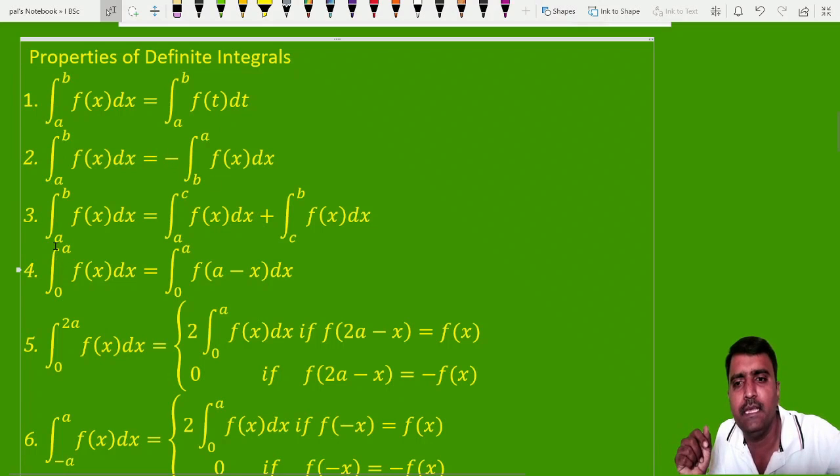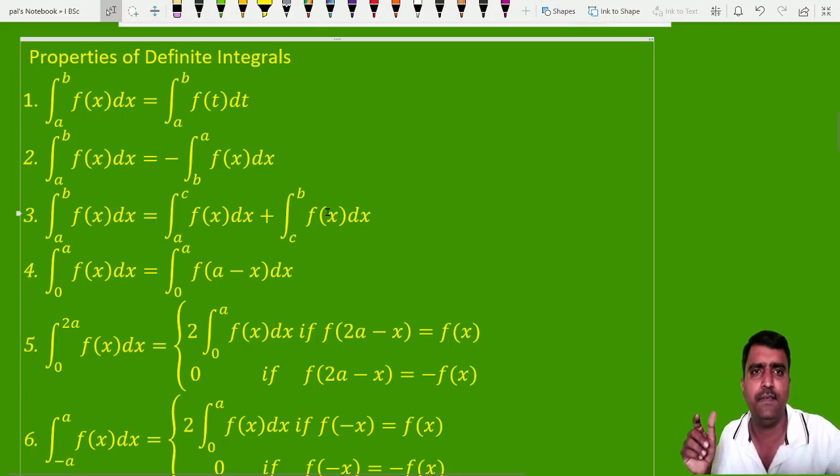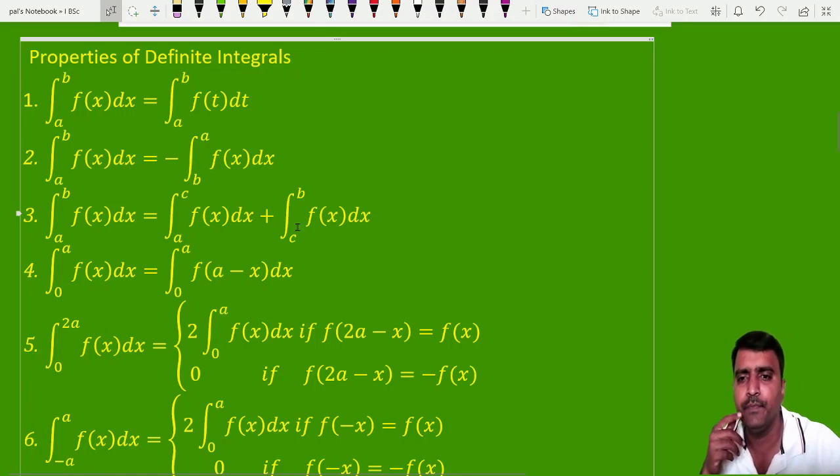Okay, the integration of a to b f of x dx is there, and c is the middle point of the interval a and b. In that case we can write it as a to c f of x dx plus c to b f of x dx. Okay, so again 0 to a f of x dx can be written as 0 to a f of a minus x dx.